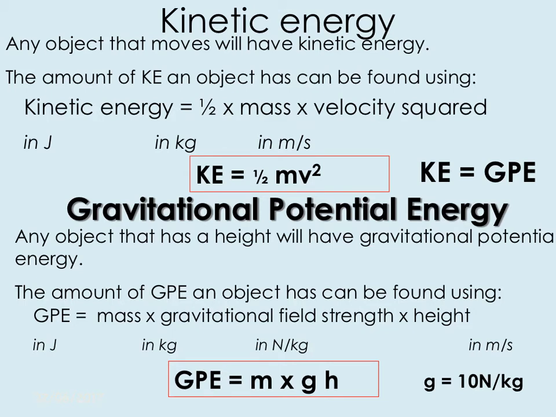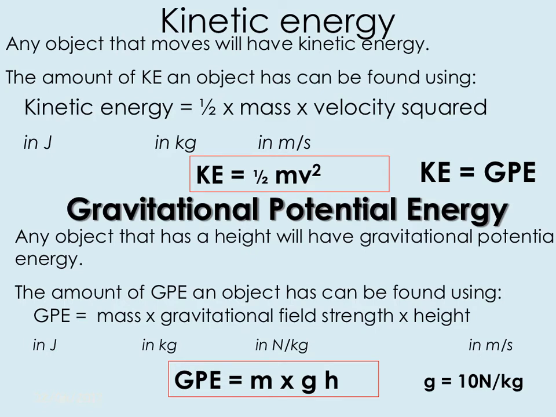Looking at two more types of energy, so remember that work done is force times distance moved. We can also express work done in terms of energy. We've got two energies that you need to know about for this exam. They're kinetic energy and gravitational potential energy. So any object that moves will have kinetic energy. The amount of kinetic energy an object has can be found using the equation, which is one of the hardest ones you need to learn, which is kinetic energy is half times mass times velocity squared. So KE equals a half mv squared. Where kinetic energy is an energy, so it's measured in joules, the mass is measured in kilograms, and the velocity is measured in meters per second.